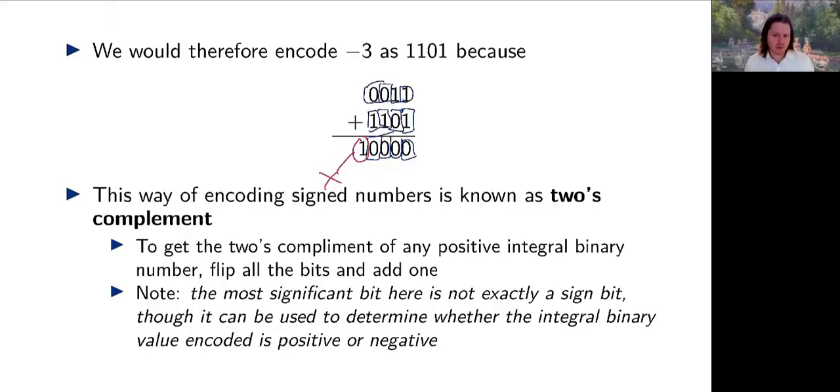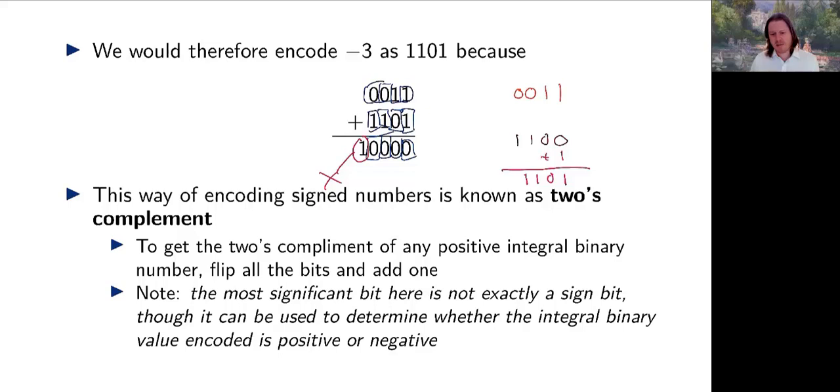To compute the 2's complement for any positive integral binary number, all you have to do is flip all the bits and add 1. So notice here, if we wanted the 2's complement of +3, we'd like to know how we would encode -3 such that this added to its additive inverse would add to 0. Well, first we're going to simply flip all of the values. So that's 0, 0, 1, 1. And then in the second step here, we add 1 to it. And the additive inverse of 3 in base 2 is going to be 1101, which is what we found up there.